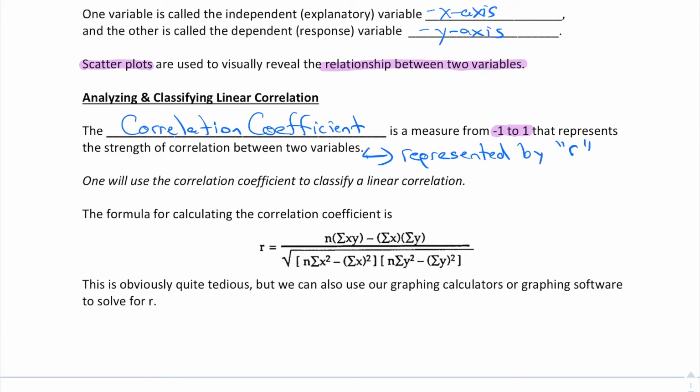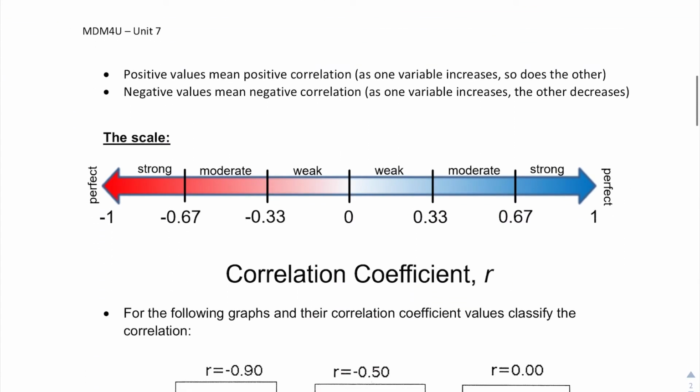It's useful to use this value in order to figure out how correlated two things are. There is some crazy formula to calculate this coefficient, and it involves a whole bunch of data calculation that we're not going to be using. We are going to use software and our graphing calculators to solve for R, but you could do it by hand.